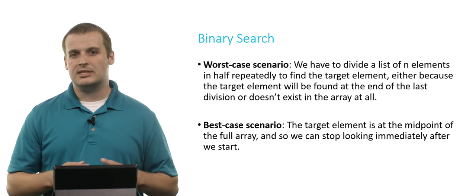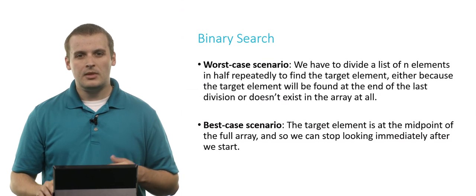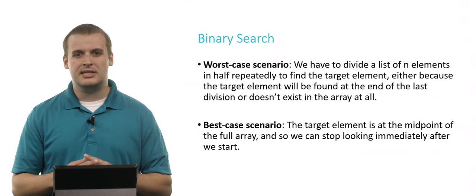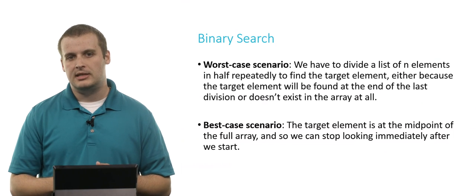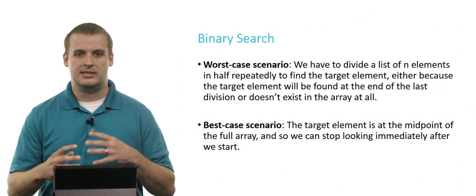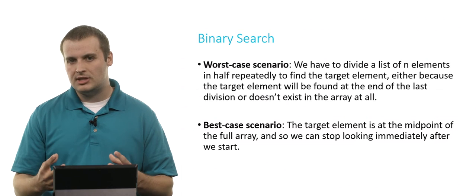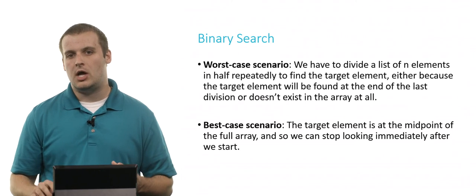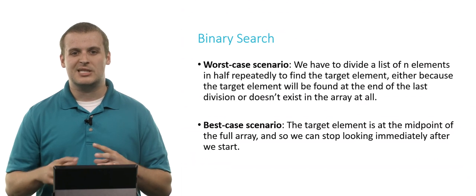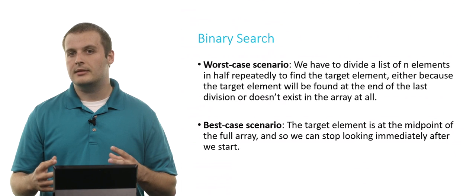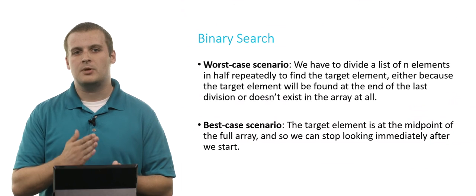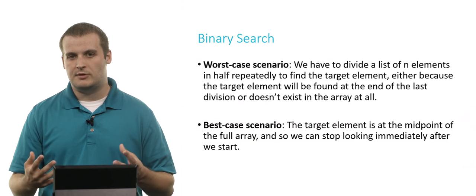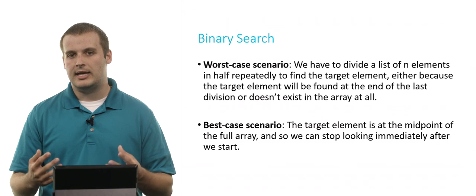So this took a lot fewer steps than linear search. In the worst case scenario, we had to split up a list of n elements repeatedly in half to find the target, either because the target element will be somewhere in the last division, or it doesn't exist at all. So in the worst case, we have to split up the array, do you know? Log of n times. We have to cut the problem in half a certain number of times. That number of times is log n.